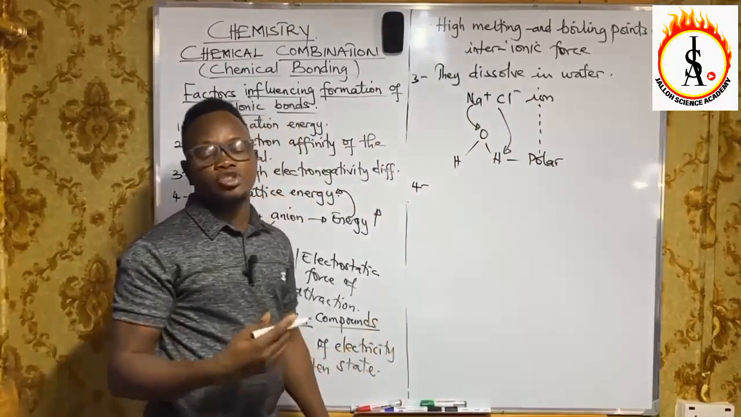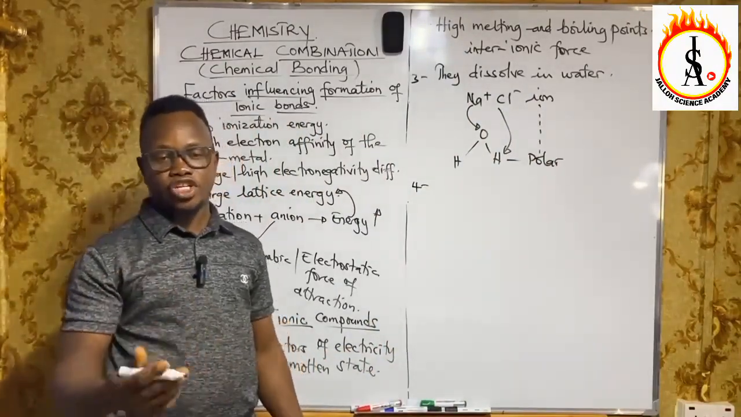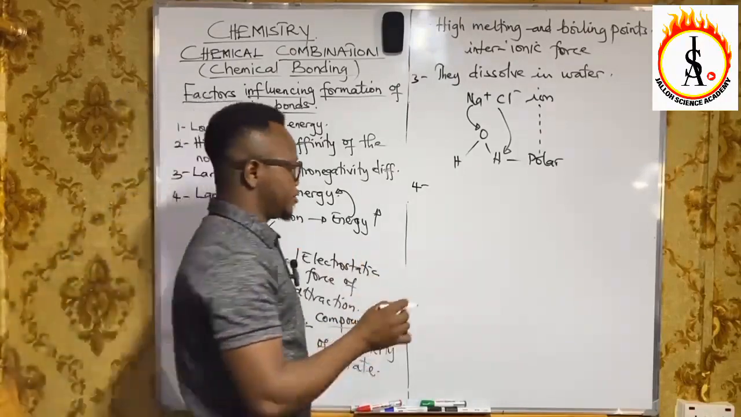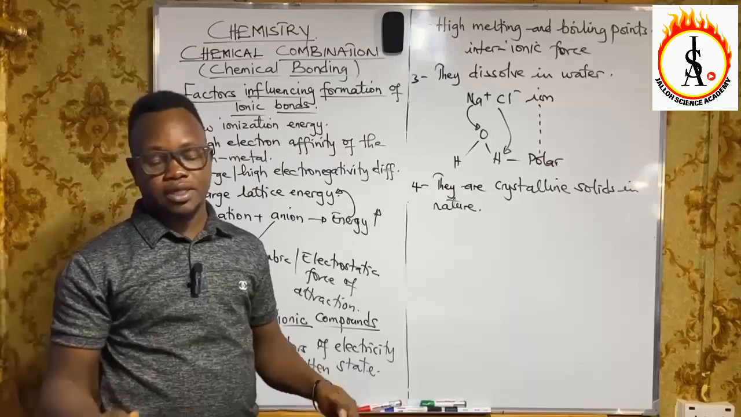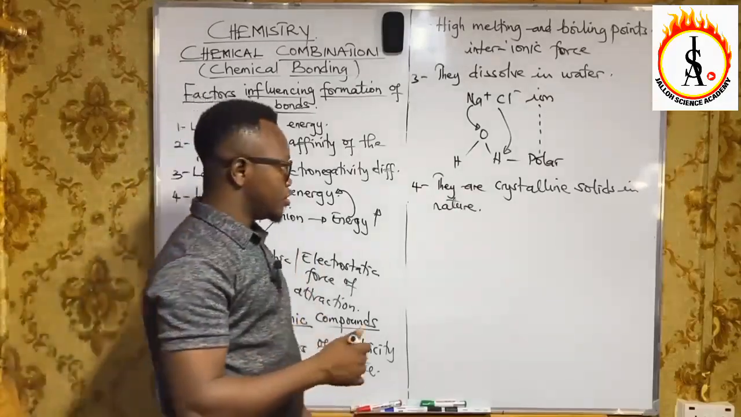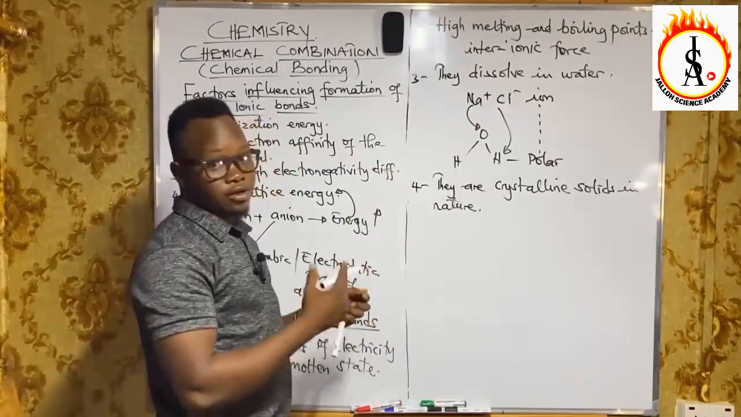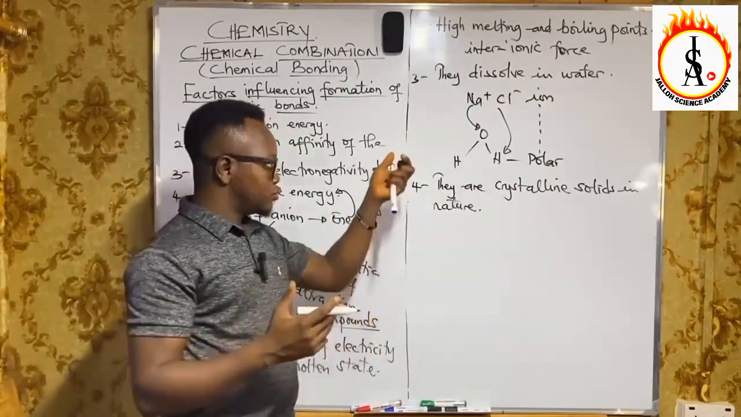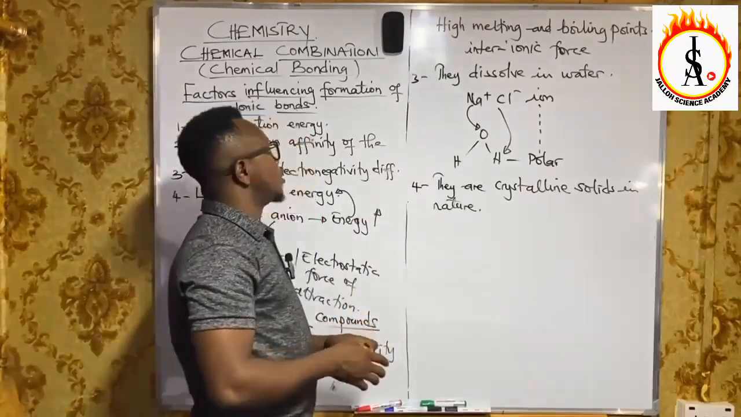And property number 4, they are crystalline solids in nature. They occur as crystals. So they occur as solid substances, crystals. We will have to look at the structure of sodium chloride. That will be in a separate video. We'll look at the lattice structure in sodium chloride.